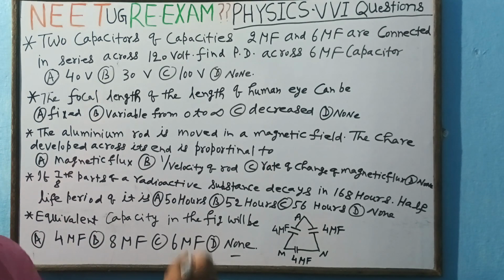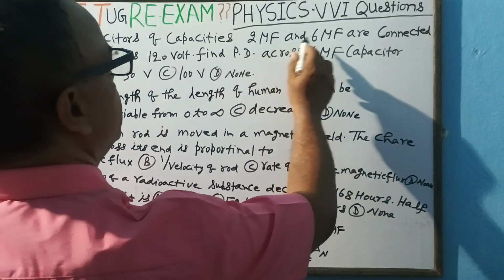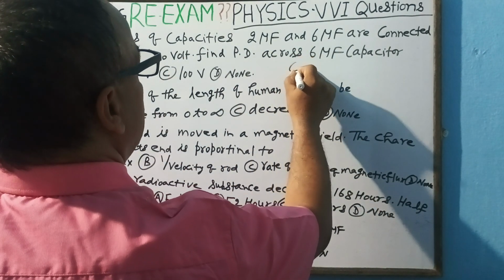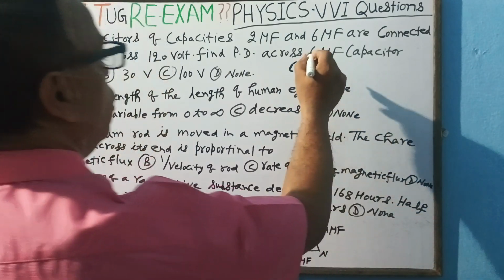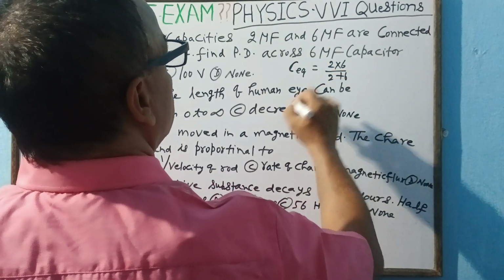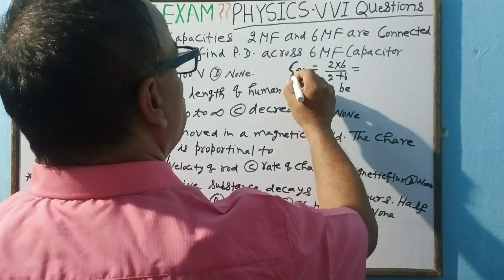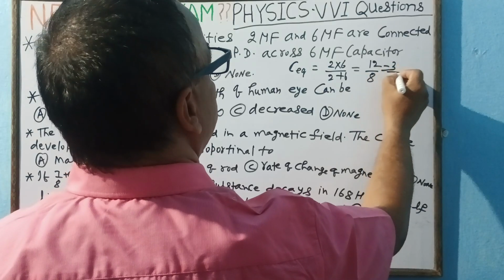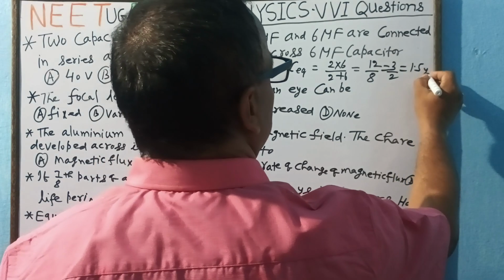we find the equivalent capacitance of the 2 microfarad and 6 microfarad capacitors which are connected in series, and the formula is C_eq equal to 2 into 6 by 2 plus 6 in series. In series, the equivalent capacitance will be 12 by 8, that is 3 by 2, which is 1.5 microfarad.